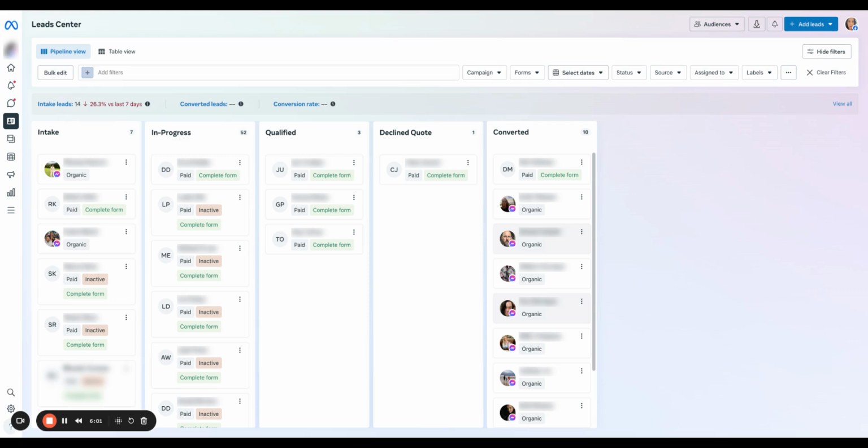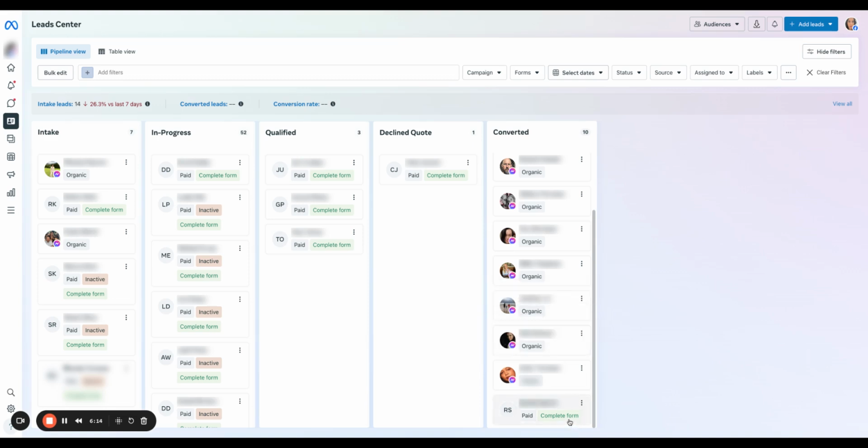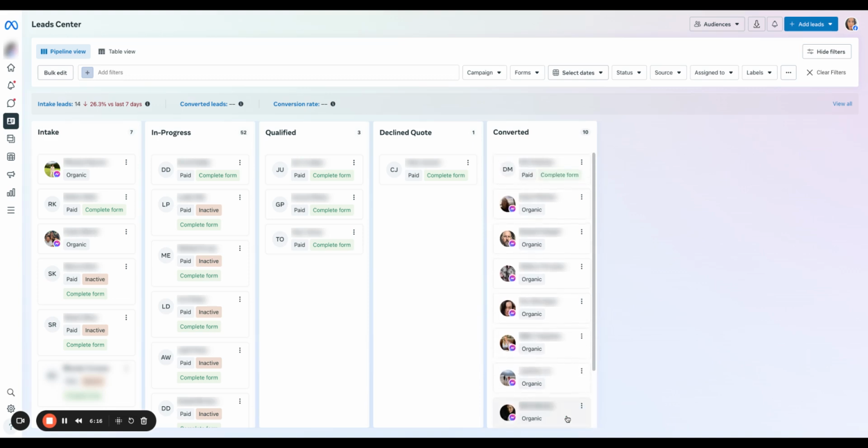Otherwise, it's going to require a videographer to go out on site, and that can get really expensive depending on your budget. But obviously you can see there's a lot of people coming in from organic, which is working really well for them. And then the paid ads, we've got 2 of those converted so far. And once again, this is only after a month.